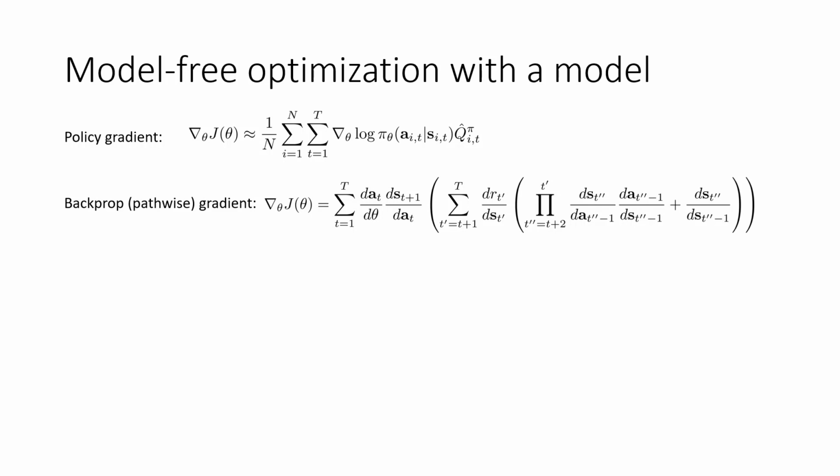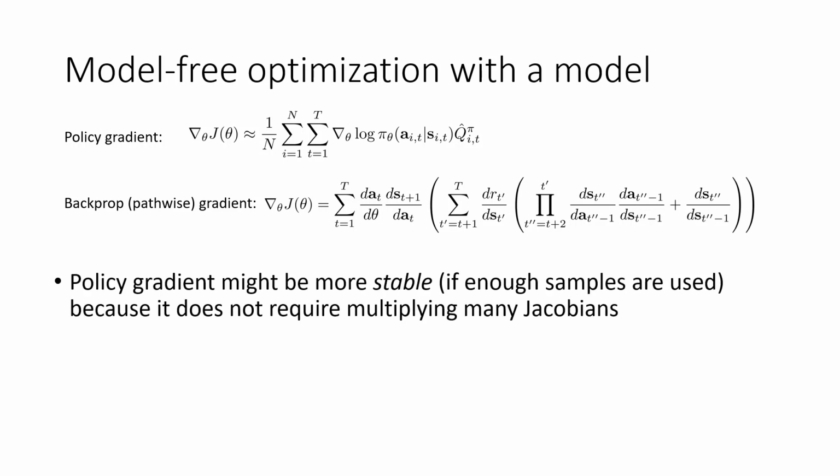The policy gradient does pay a price for getting rid of the product of Jacobians, but if you're multiplying enough Jacobians together, paying the price of switching over to sampling can be worth it. So policy gradient might in fact be more stable if you generate enough samples, because it doesn't require multiplying many Jacobians.